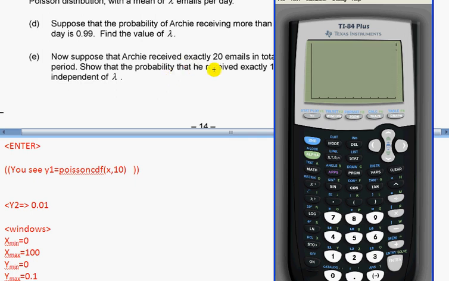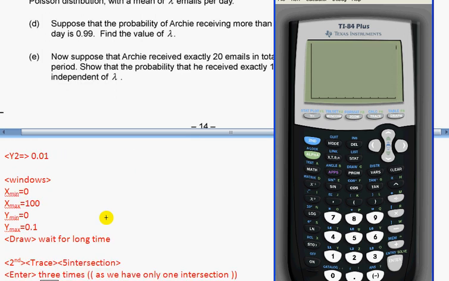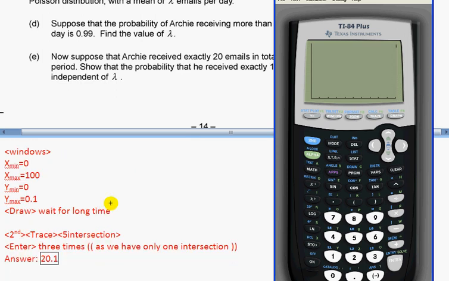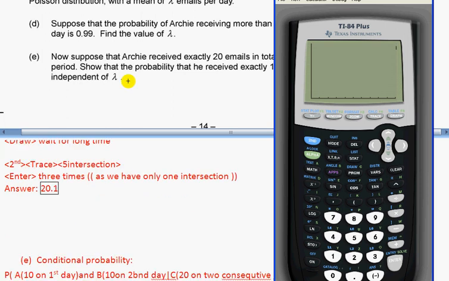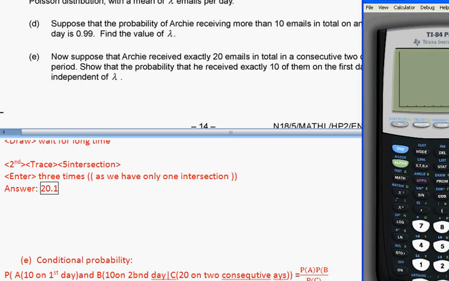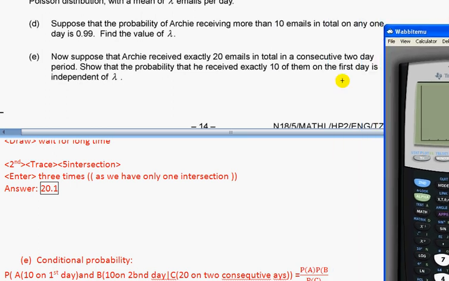Question E. Now suppose that Archie received exactly 20 emails in total in a consecutive 2 days period. Show that the probability that she received exactly 10 of them on the first day is independent of lambda. So this is conditional probability. Probability that 10 on the first day and 10 on the second day, given the condition that she received 20 on 2 consecutive days.